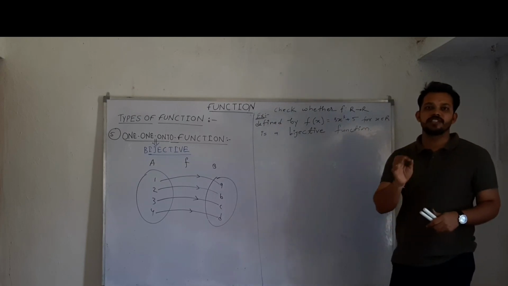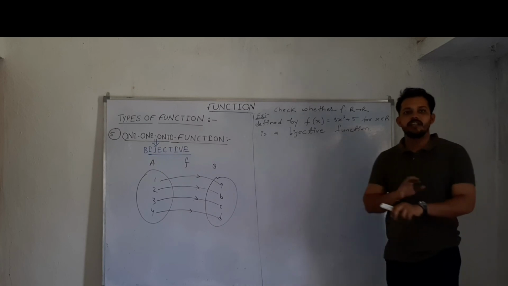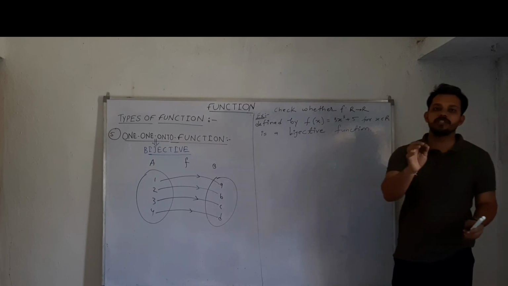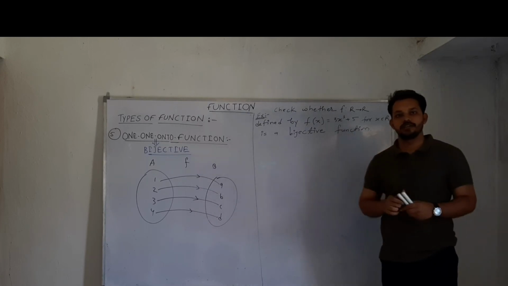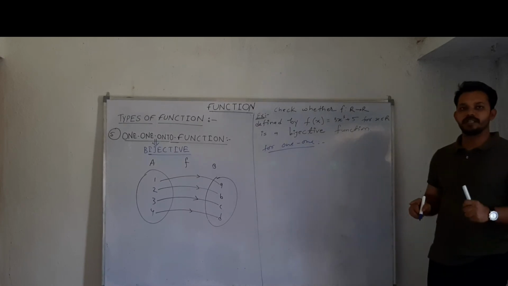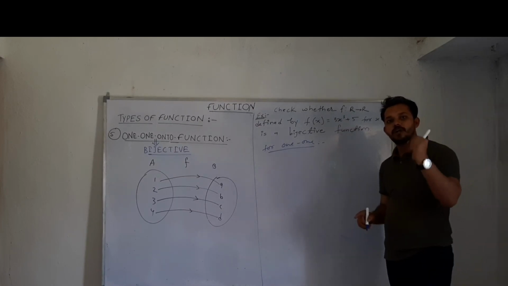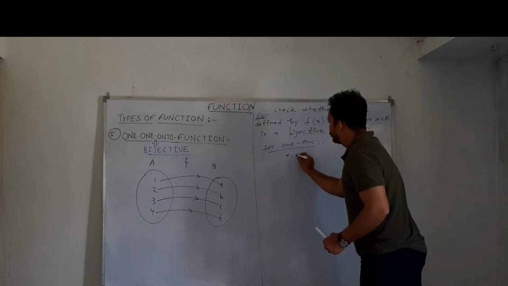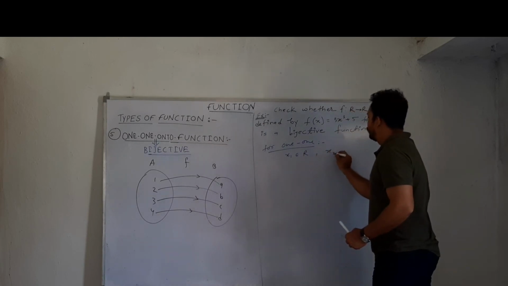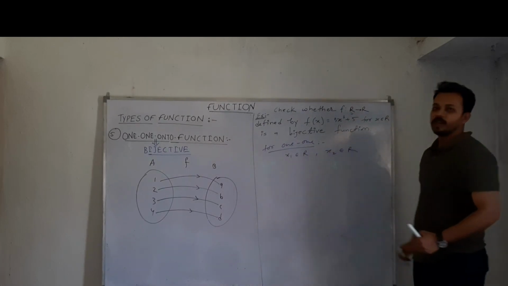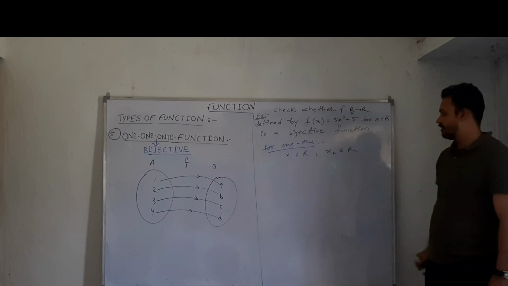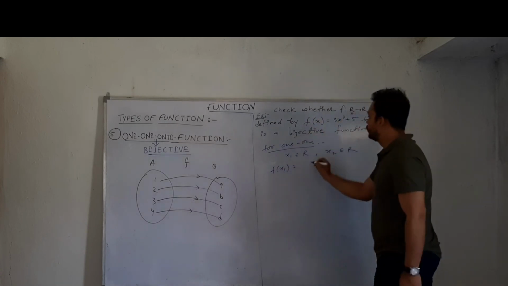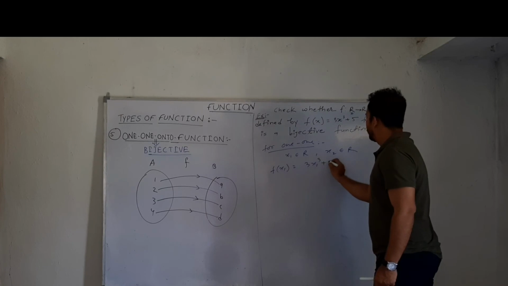How to check whether the given function is one-one onto? There is nothing new. First we will check for one-one function. We know what the working rule for one-one function says. It says that we have to assume two elements x1 belongs to R and x2 belongs to R because R is the domain. Now we have f of x1 is equal to 3x1 cube plus 5.